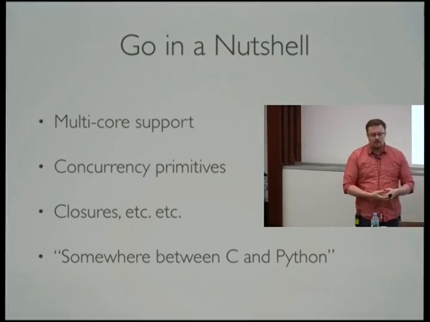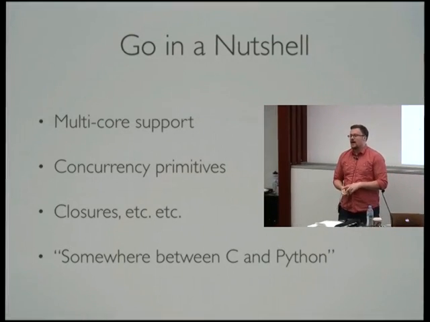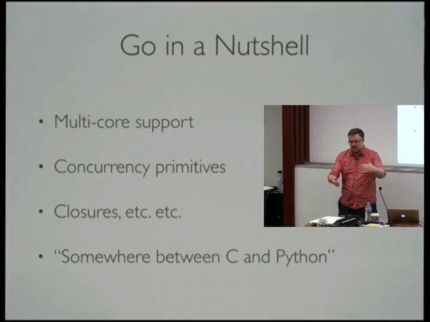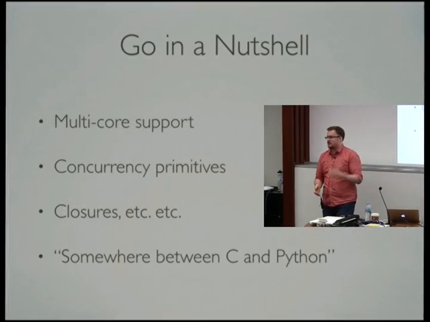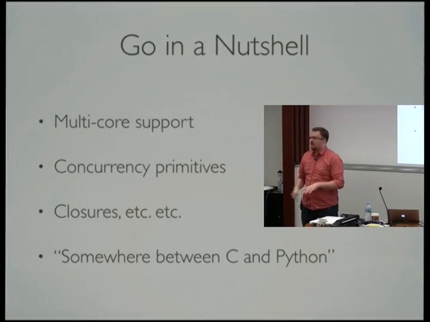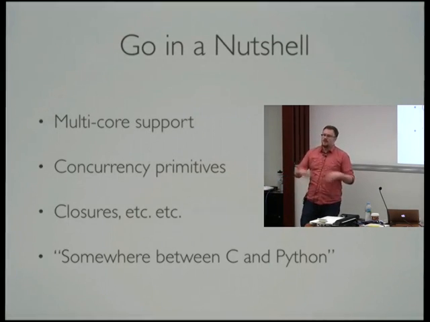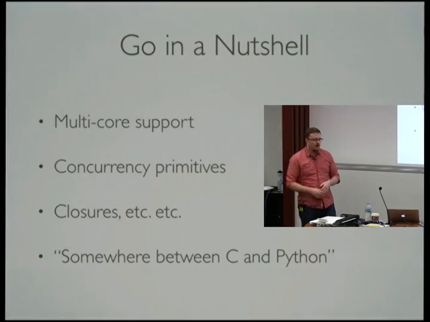I like to think of it as somewhere between C and Python. I've done a couple years of working in Go now, and the same code in Go versus in Python typically runs 5 to 10 times faster in Go, and this is just assuming unoptimized code. You can make Python faster, you can make Go faster, you can make slow Go, you can make slow Python, but generally speaking, it tends to work out pretty well.